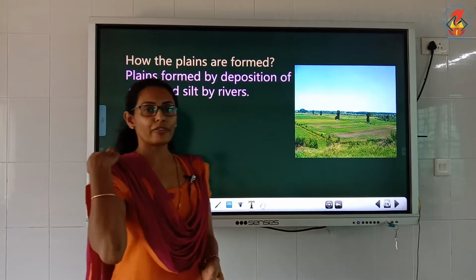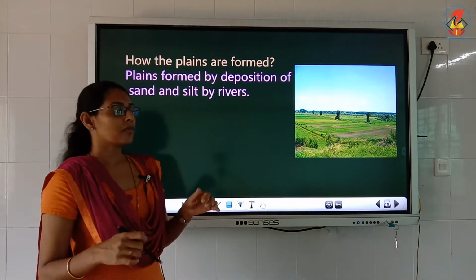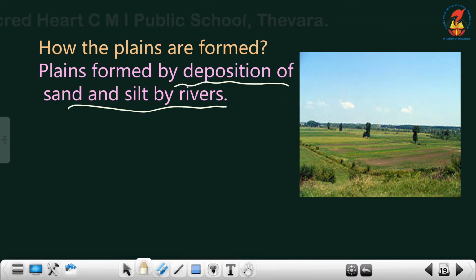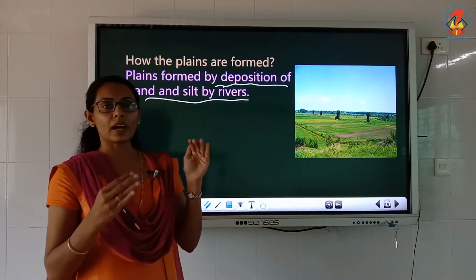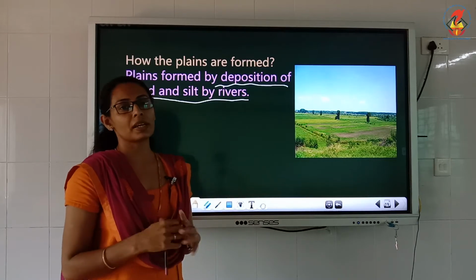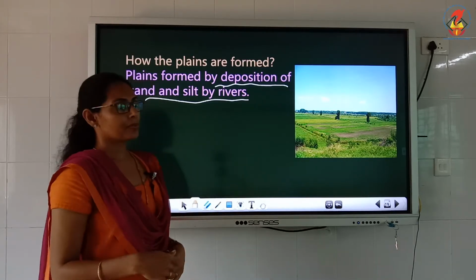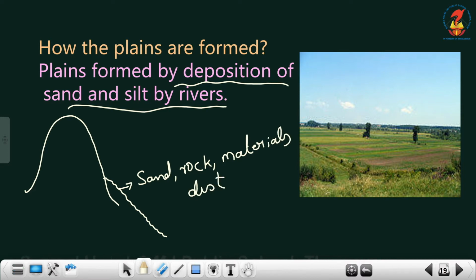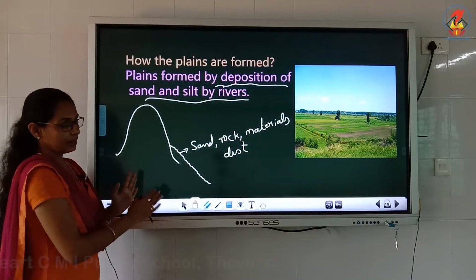Now how are these plains formed? We know that the plains are formed by the deposition of sand and silt by the rivers. Rivers are the major reason behind plains. Now how are they formed? For example, if this is the mountain area, the rivers originate from here. When the river comes down, what is it carrying? Sand, sometimes rock pieces, some materials, then sometimes dust. It carries all of it as it flows down.